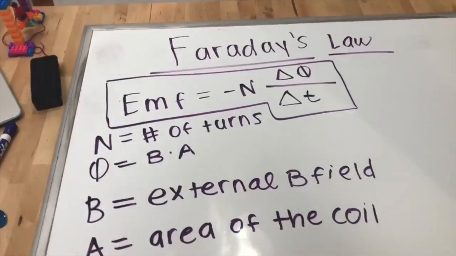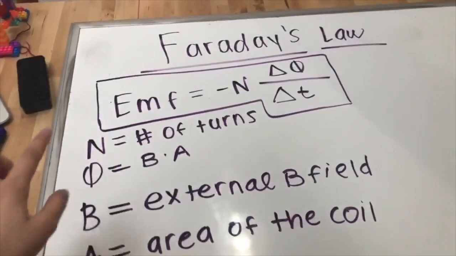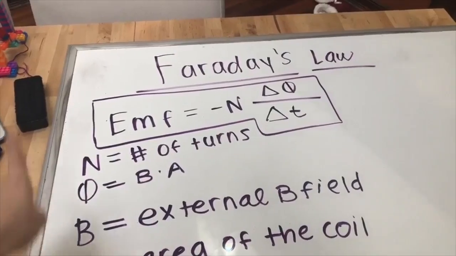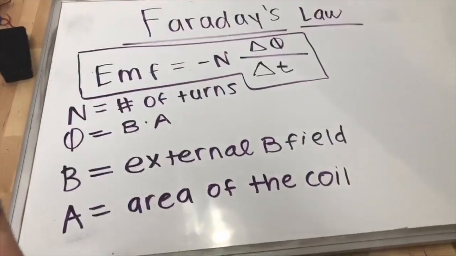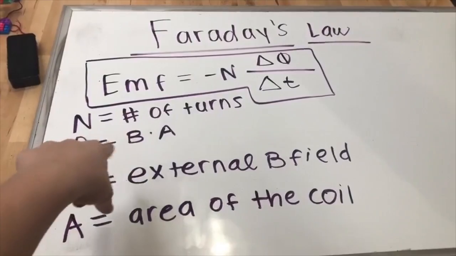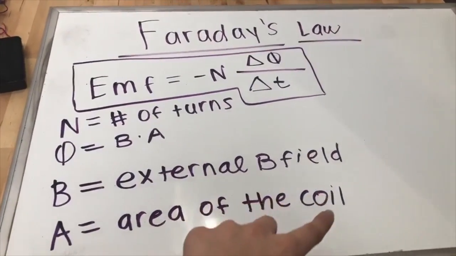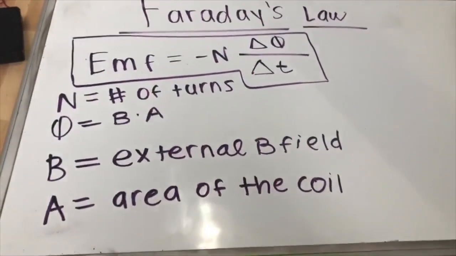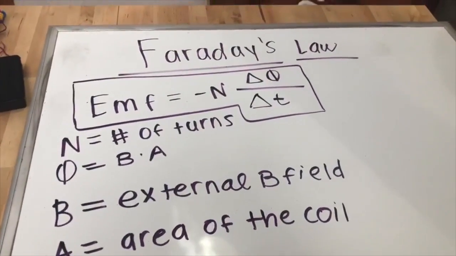I've just written out what each of these variables stands for for anybody that has never seen this before. So N is the number of turns. This is our flux, which is equal to the magnetic field times the area. And B here, I wrote out as well because some people, that's not a common term, such as A. So B is the external magnetic field, meaning external B field. And then the A is the area of the coil or whatever you are using.